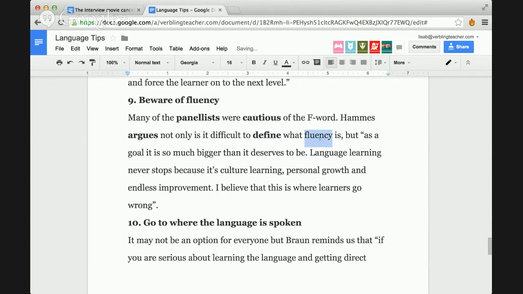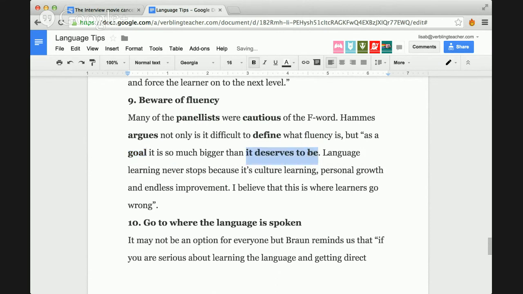Does it mean you can say everything you want to say in the language? Does it mean you never make a mistake? What does it actually mean? It's hard to define. People define it differently. And she says it's also a goal, as a target, something you want to achieve. It's so much bigger than it deserves to be.